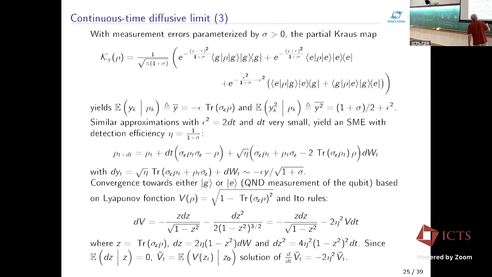And what you have to do is to compute the expectation value of how V evolves, so it is the increment of V.